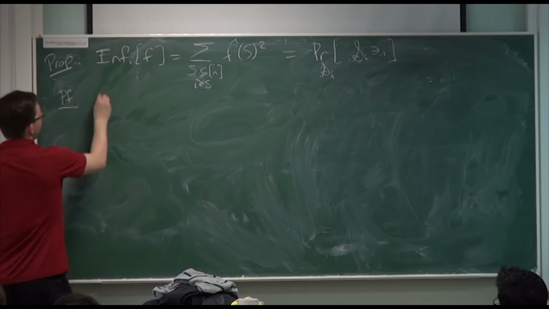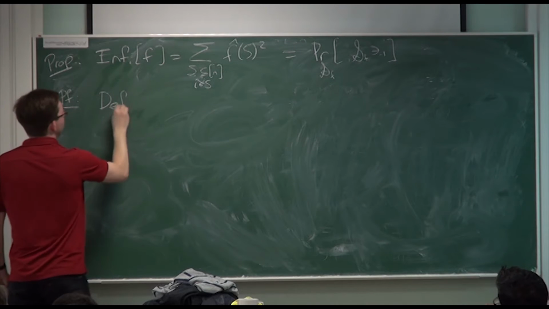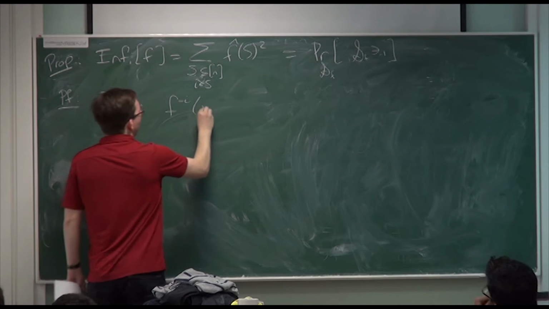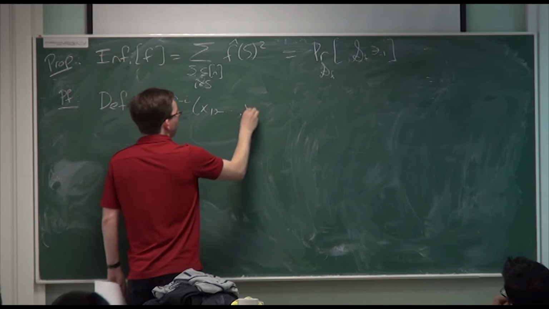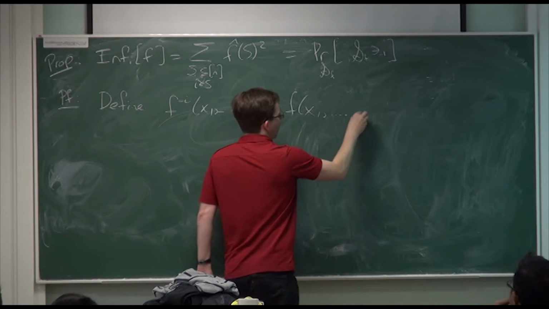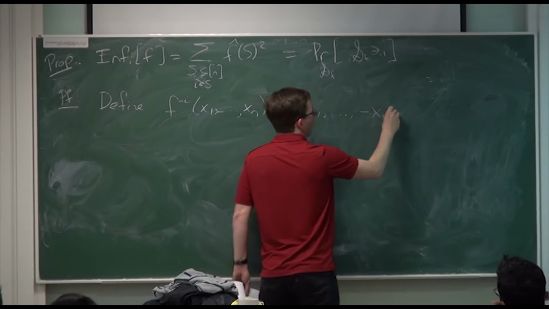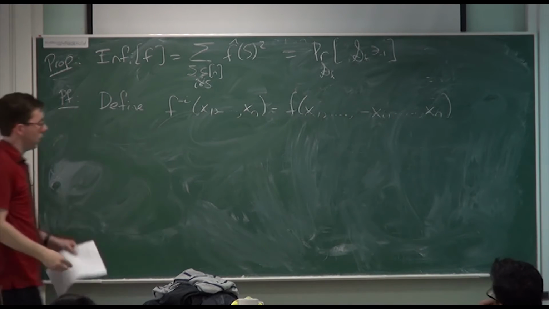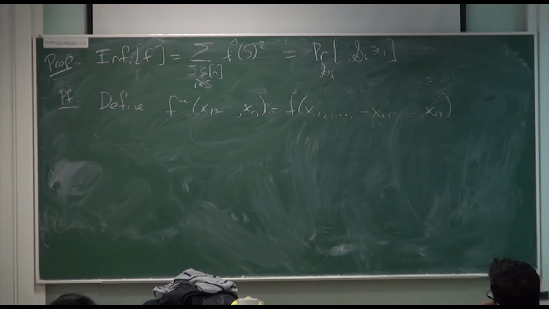Okay, so let me define another function. I have f, but let me define another function, I'll call it f minus I, which on input x1 through xn is basically the same as f, except I'm going to negate the ith coordinate. Okay, that's another Boolean function.